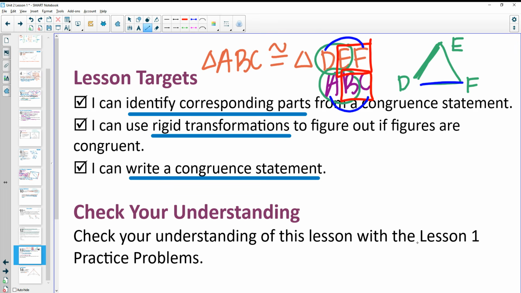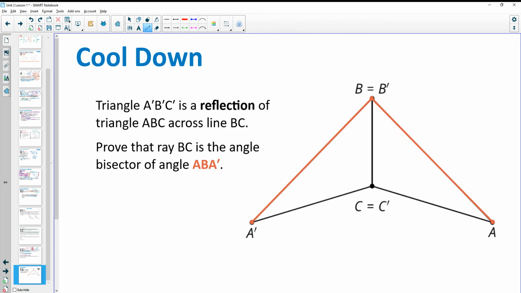So make sure you practice this by doing the lesson 1 practice problems. And then you can also try this cool down. And if you need help with your cool down, make sure you reach out to your teacher.